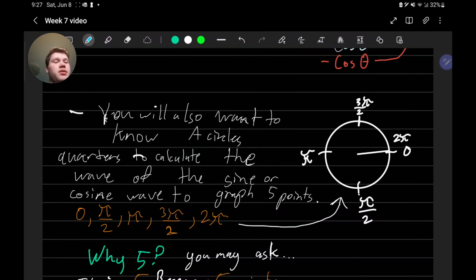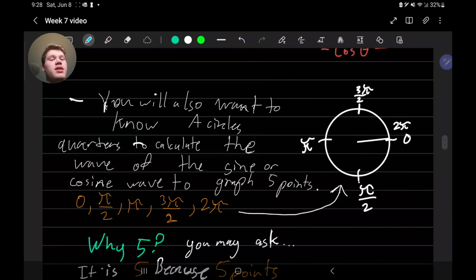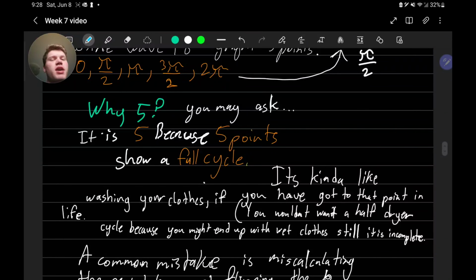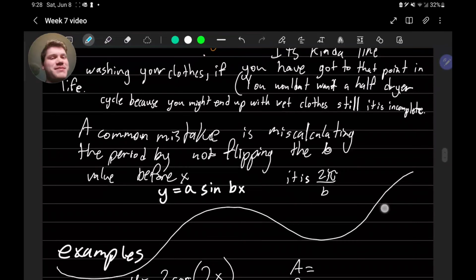You'll also want to know a circle's quarters to calculate the wave of the sine or cosine wave to graph 5 points. These points are 0, pi over 2, pi, 3 pi over 2, and 2 pi. Then you may be asking, why 5? Well, it is because 5 points show a full cycle. It's kind of like washing your clothes. If you've gotten to that point in life, you wouldn't want a half dry cycle because you might end up with wet clothes. It's still incomplete.